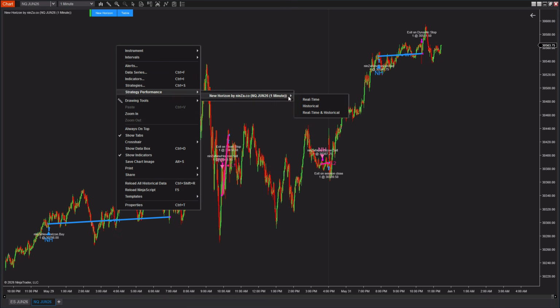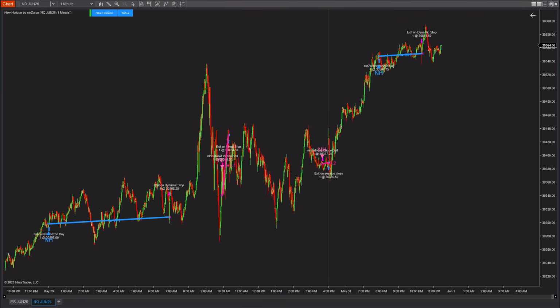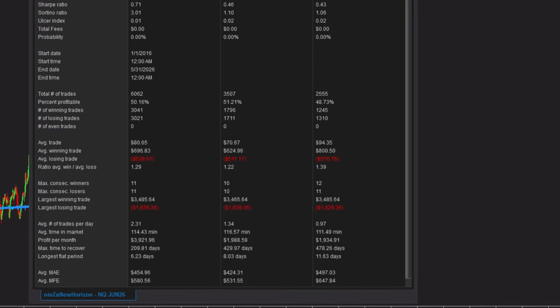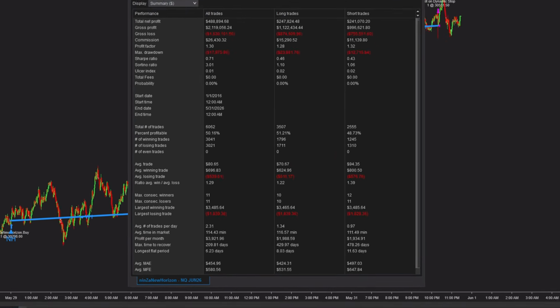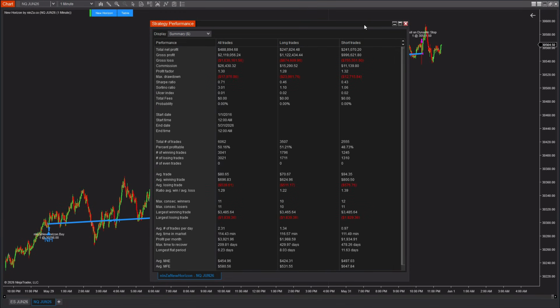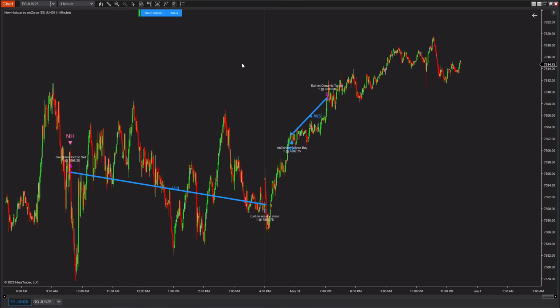However, if you feel that the current trade frequency is lower than you would prefer, there is a simple solution: running multiple templates at the same time. Currently, we offer an NQ template that averages more than 2 trades per day. We also provide a separate ES template that averages around 2 trades per day.